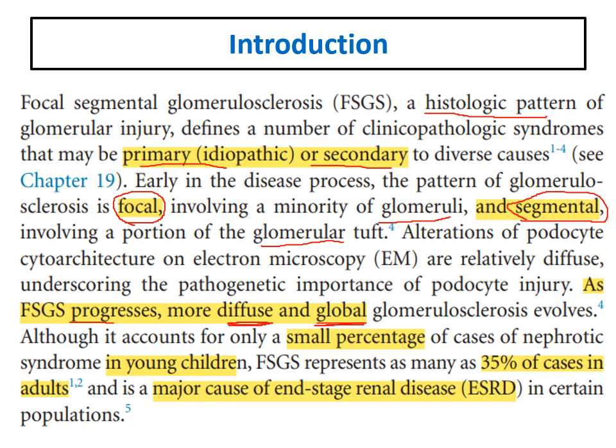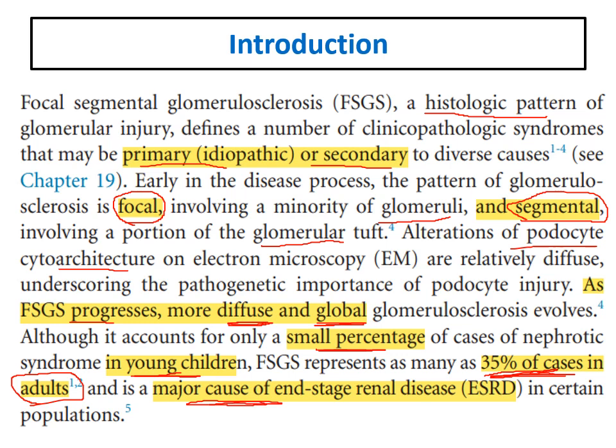In all types of FSGS, there is podocyte affection. This is universal in FSGS. There is podocyte injury. FSGS represents only a small percentage of nephrotic syndrome in young children. In young children, the most common cause of nephrotic syndrome is minimal change, more than 78%, but the second most common is FSGS. While in adults, this changes, because FSGS in adults represents around 35% of cases of nephrotic syndrome. It is an important cause of nephrotic syndrome in adults, and it has a poor prognosis.